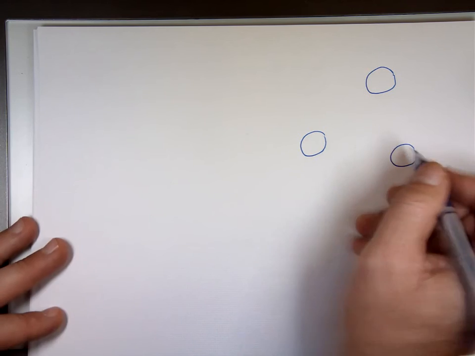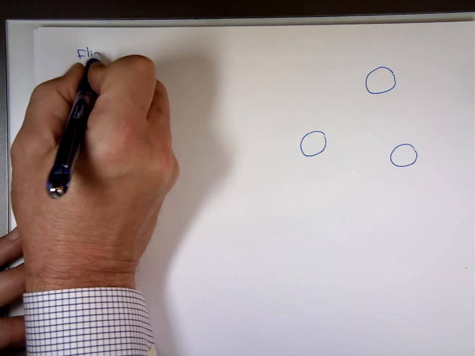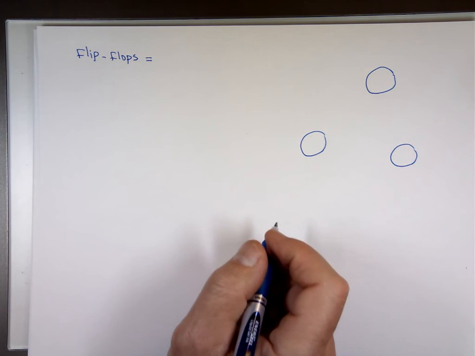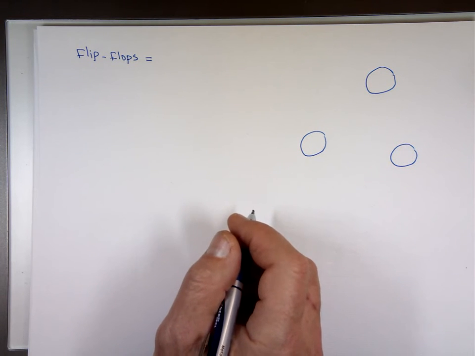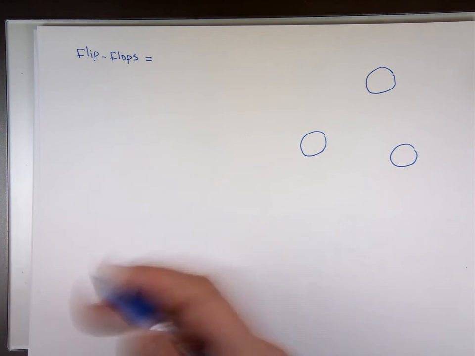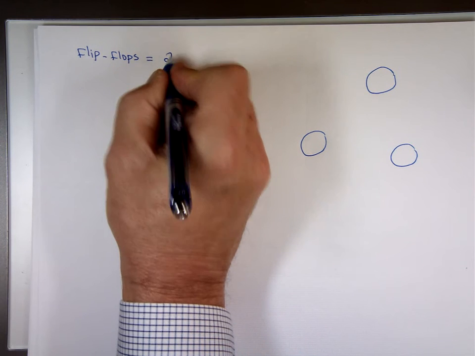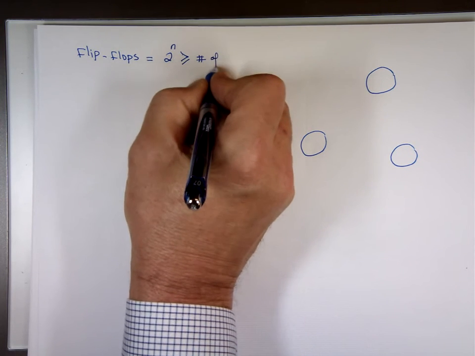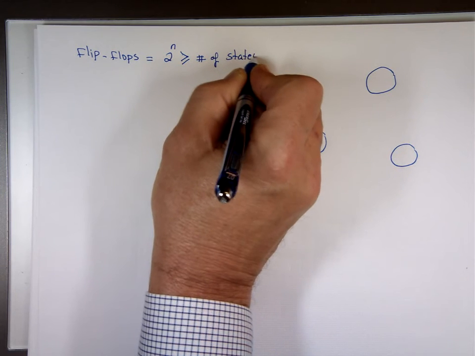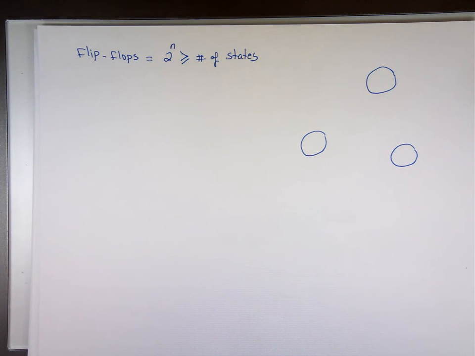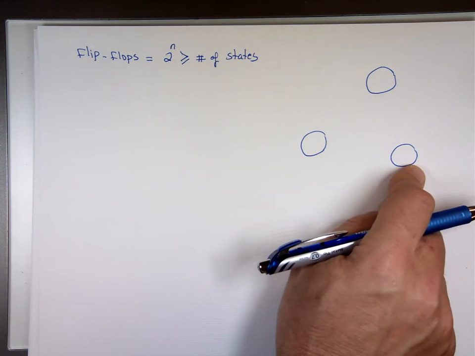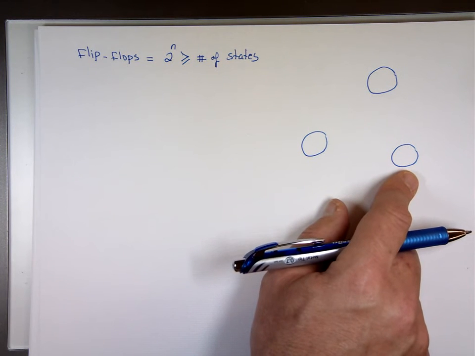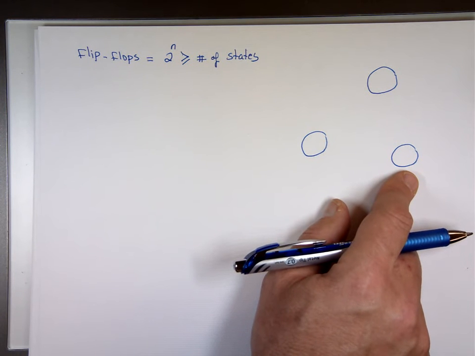Now, how many flip-flops do I need? Well, each flip-flop has two outcomes, 1 and 0 for Q. So 2 to the power of the number of flip-flops has to be greater than or equal to the number of states. So can I use one flip-flop here? What's 2 to the 1? 2, is that bigger than 3? No. What's 2 to the 2nd? 4. Is that bigger or equal to 3? That's why I need 2 flip-flops. If you use 3, one of them is a waste. It's not doing a single thing, just sitting there. So I will need 2 flip-flops.